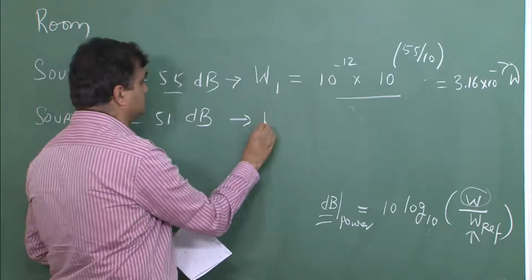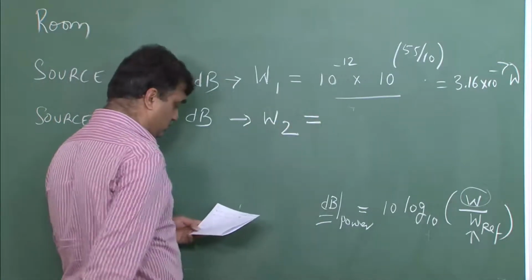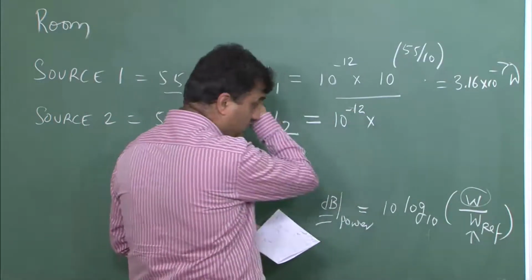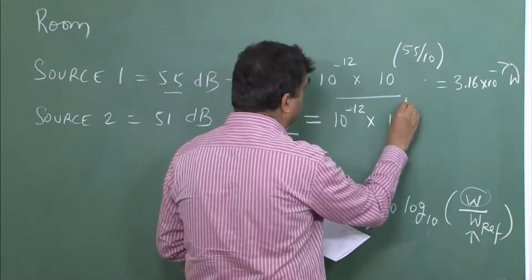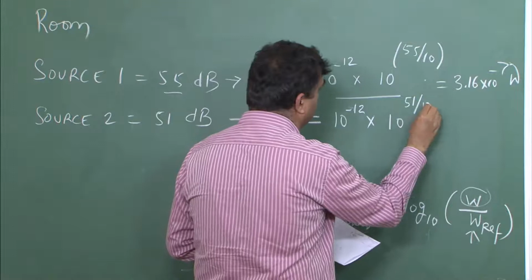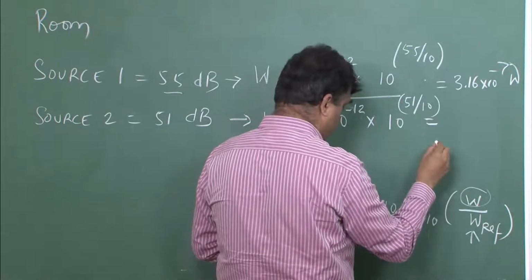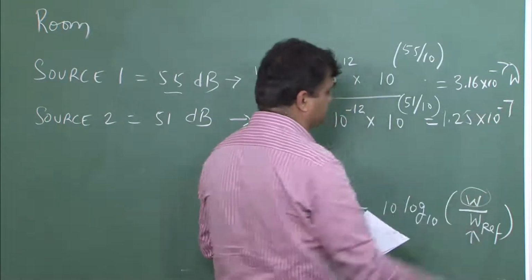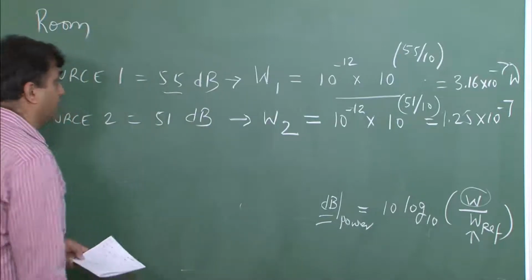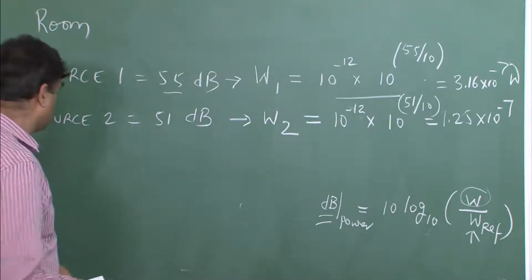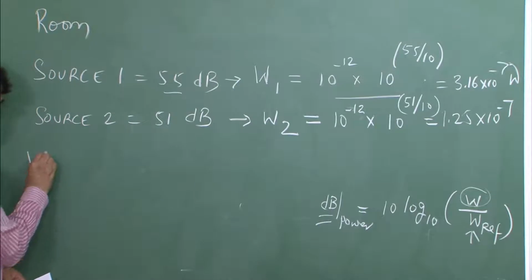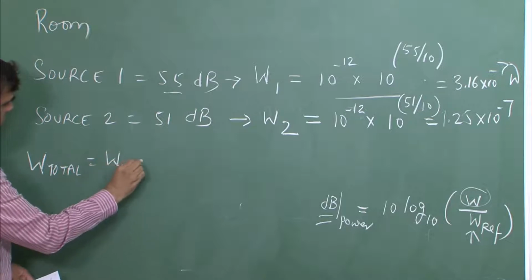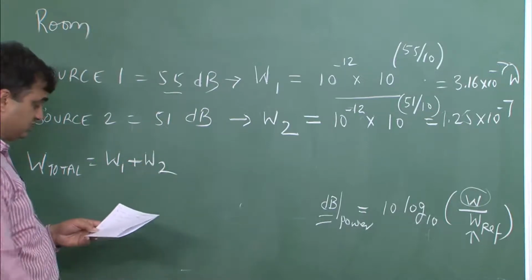Similarly, for the second source, W2 equals 10 to the power of minus 12 times 10 to the power of 51 divided by 10, equals 1.25 times 10 to the power of minus 7 watts. So the total power being emitted if both the machines are running is W total, W1 plus W2.